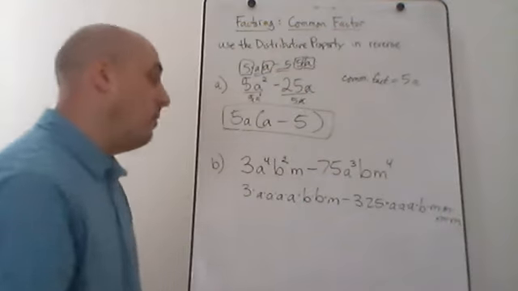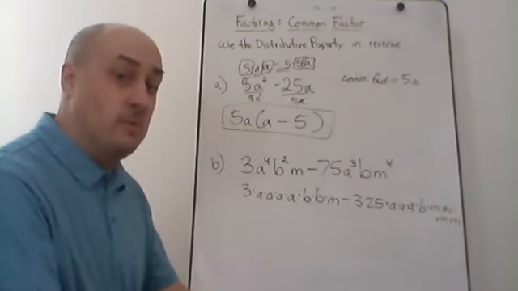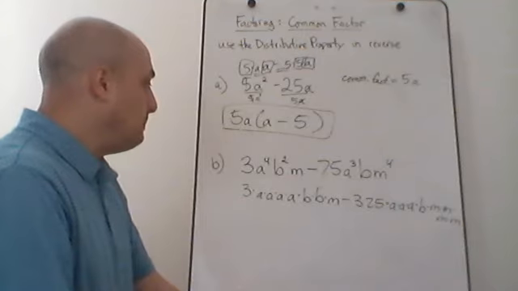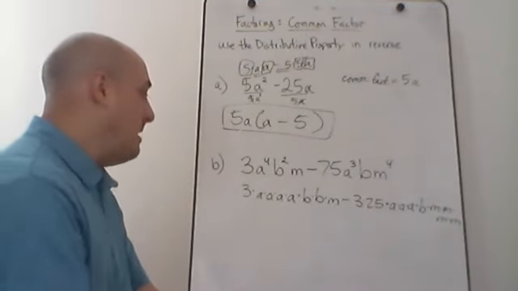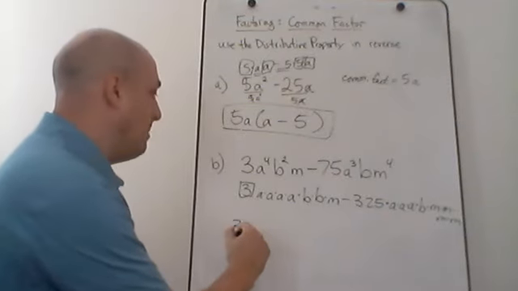So that's times 4 m's, right? So that's kind of writing all that out. And again, this is one way to approach this problem. And then we look at, well, what do these have in common? Well, they both have a 3, right? So the 3 is going to be part of my common factor.